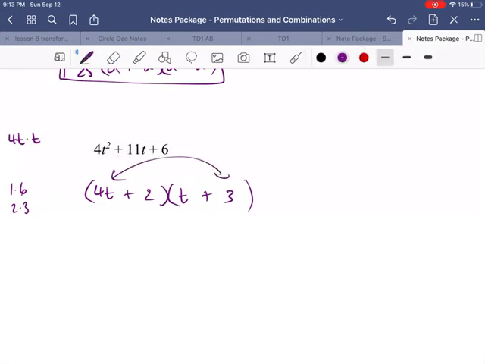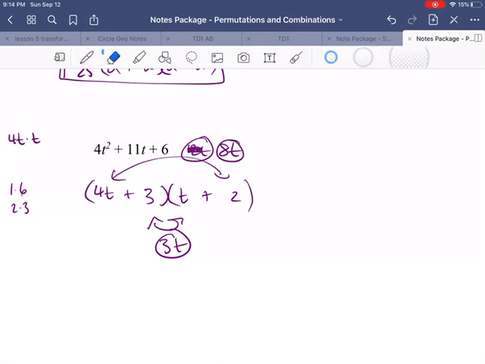Check your outer product. 4t times 3 is 12t, and 2 times t is 2t. Well, there's no way I'm getting to 11 using 12 and 2. So let's swap those around. Which way did I have it? 2 and 3. So let's try 3 and 2. 4t times 2 is 8t, and 3t. Aha, we finally found a way to get 11. So that has to be correct.